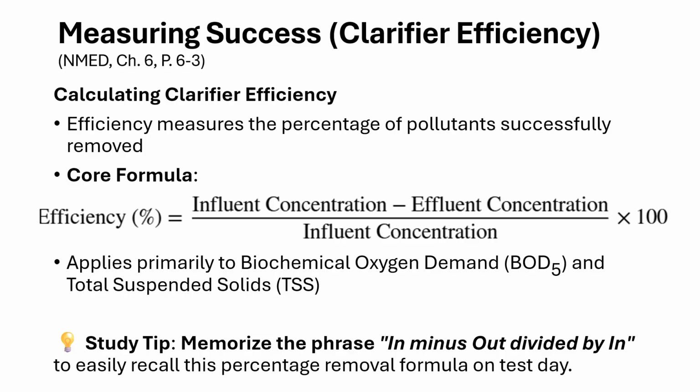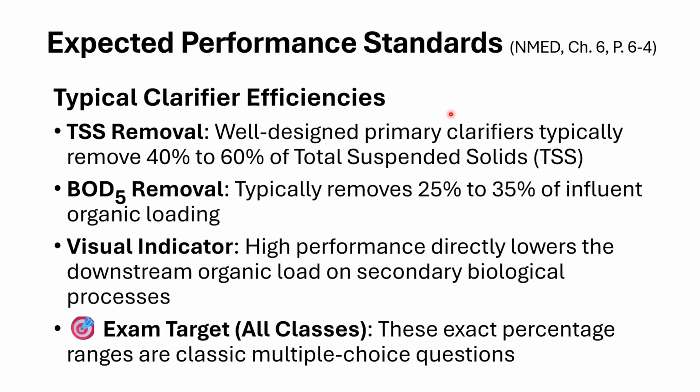But you do want to understand what you're looking at. Okay. So typical clarifier efficiencies with respect to total suspended solids removal, you're looking at 40 to 60% of TSS being removed by a clarifier. For BOD, you're going to remove 25 to 35% of what's called the organic loading from the influent. You're going to reduce it by 25 to 35% from what's coming in to what's going out.